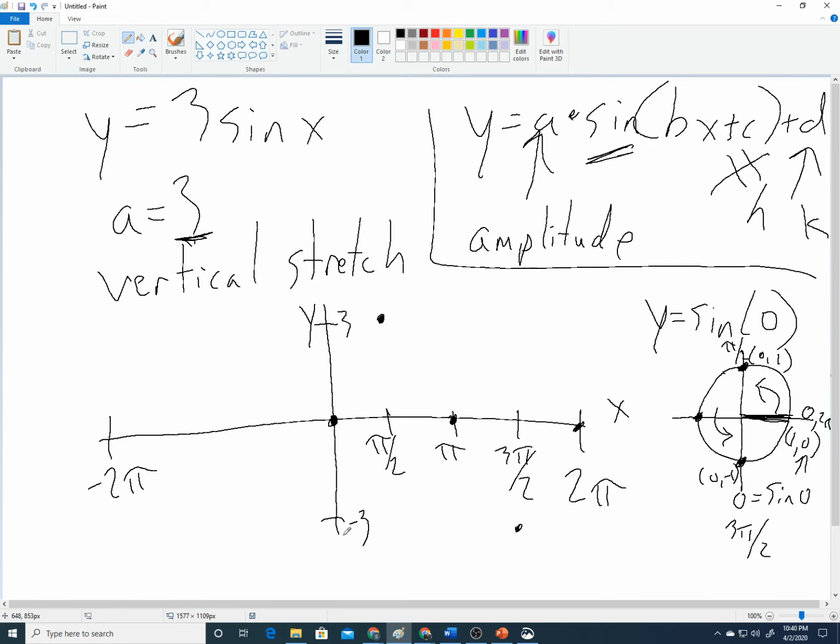I just relabel those. It's really that easy. Okay, and we want to do our second period, so we have negative pi over 2, negative pi, negative 3 pi over 2, and I can see the pattern that's happening with my graph.